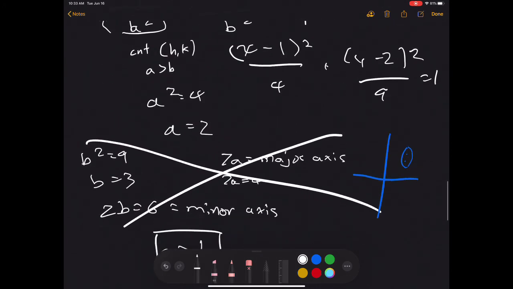So let's get back to this problem. If I can lasso it and move it. My iPad's not being very cooperative right now.